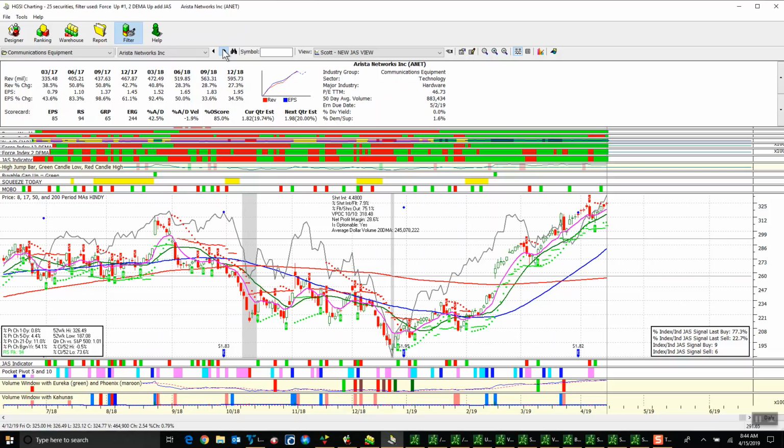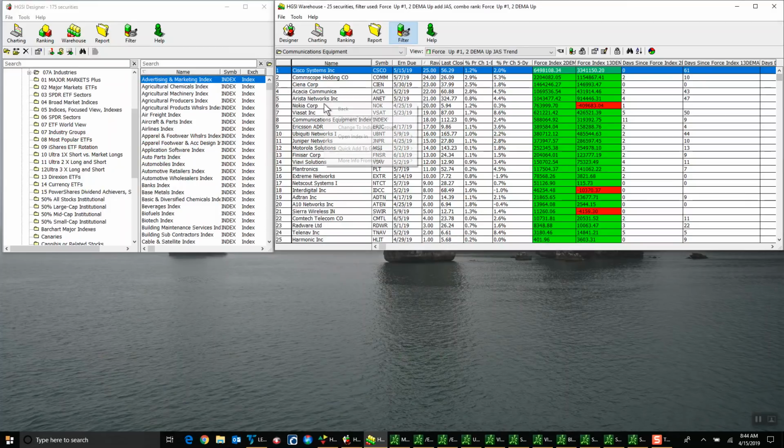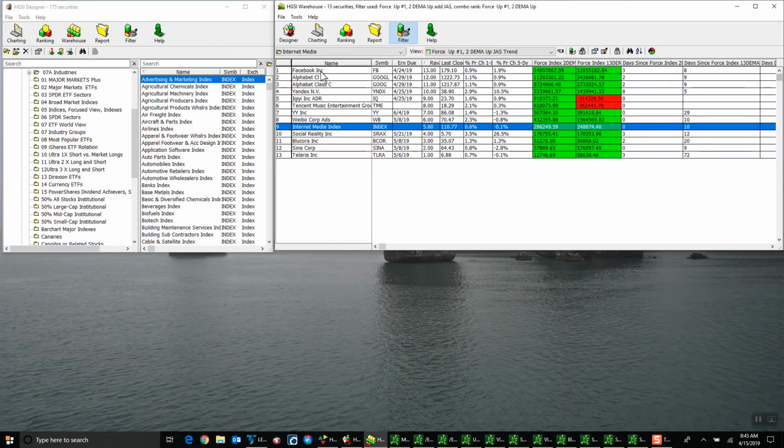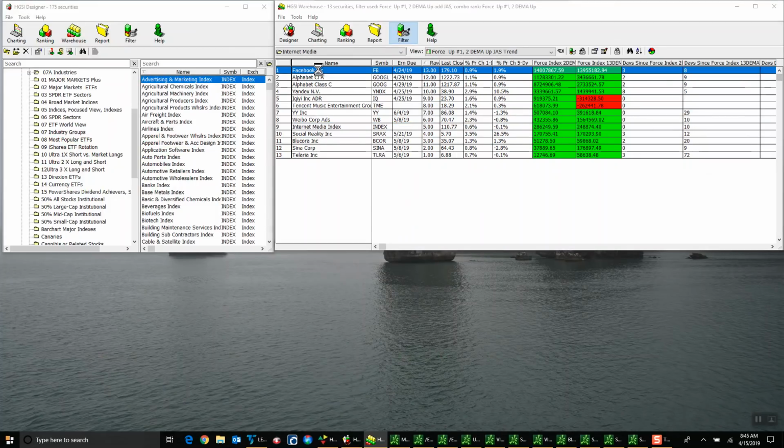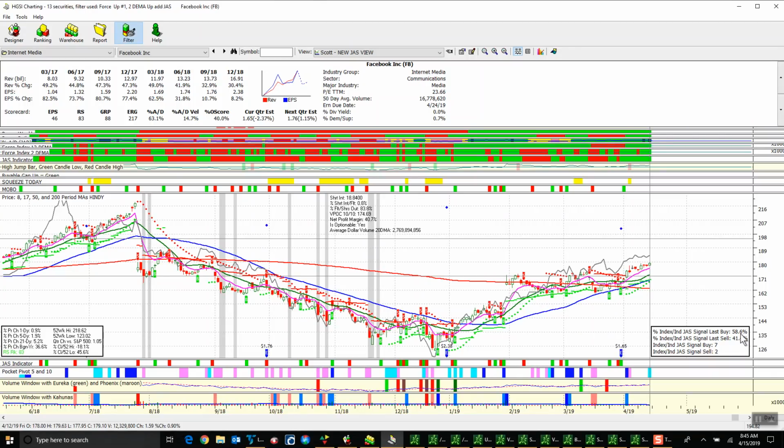Internet media, Facebook, from the dead. Now, 50-50 here. 58% buys, 42% sells, although there were more new buys than sells on Friday. I have about a third of my Facebook remaining.